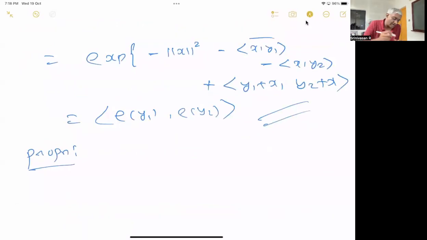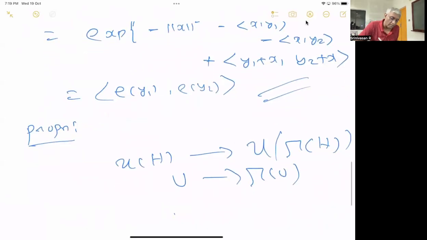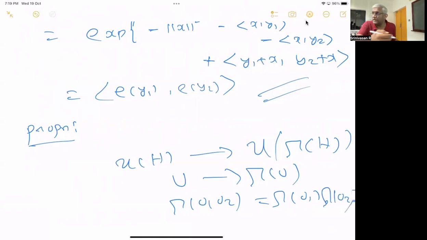So I'm going to write a very important commutation relation. These Weyl operators, do they commute? See, the second quantization of unitaries gives a representation of unitaries, from U of H to Γ(H). When you have a unitary in U of H, then you get a unitary on Γ of H, right? That is second quantization, U going to Γ of U. This respects the product, that is Γ of U1 U2 equals Γ of U1 Γ of U2. This is what we proved in the last class.